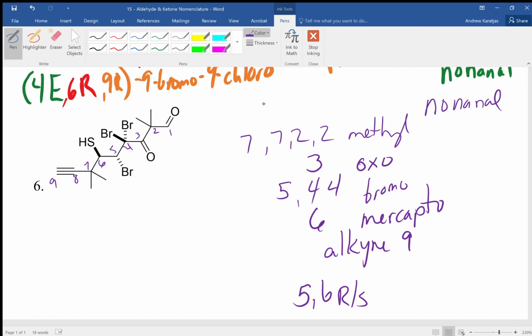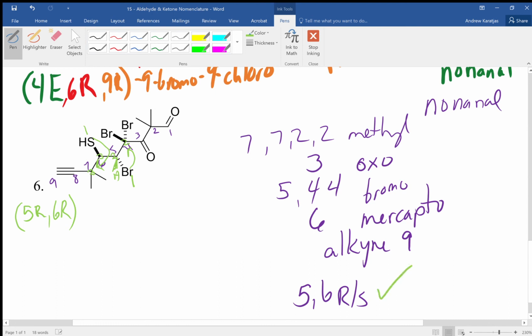So again, a lot going on here, but it's a matter of going through this step by step. So carbon 5, highest priority is the bromine, second is the carbon to the right, third to the left, goes counterclockwise, but the lowest priority group, the hydrogen, points forward, so we take the opposite, which is 5R. At 6, the sulfur is highest priority. The carbon to the right with the bromine is second, and the one over here just bonded to carbons is third. Clockwise is 6R. So we took care of those.